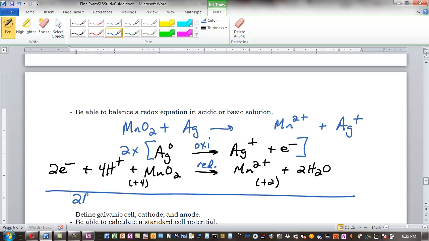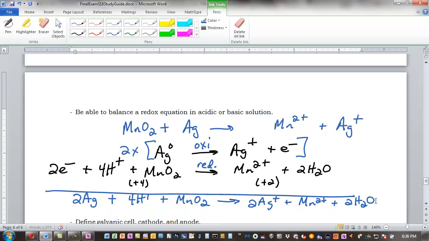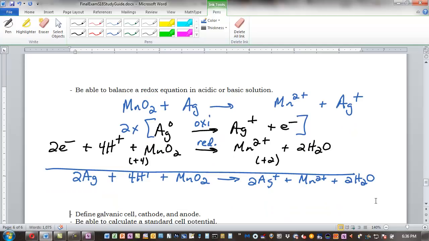We have 2 silver metal. We have 4 hydrogen ions. We have manganese dioxide. We have 2 silver ions. We have manganese 2 plus. And we have 2 waters. Did I get everything? That's an H plus. Good?